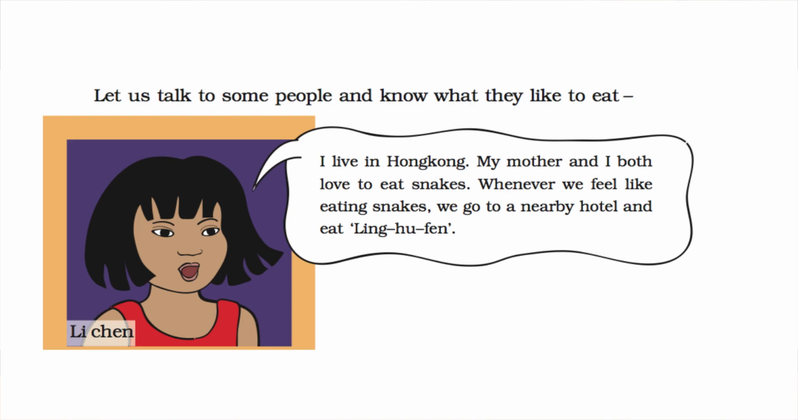The first kid is Li Shen. She lives in Hong Kong. She says, I live in Hong Kong. My mother and I both love to eat snacks. Whenever we feel like eating snacks, we go to a nearby hotel and eat Ling Hu Fen. Now let us see another kid.